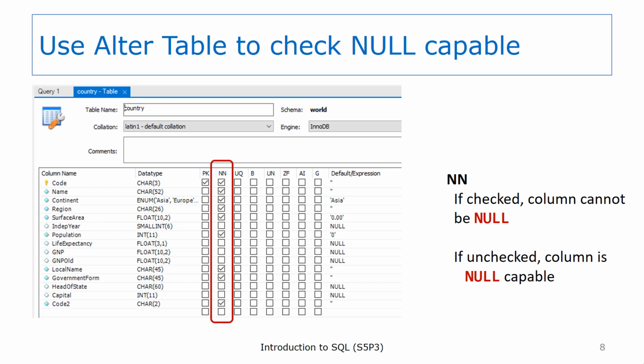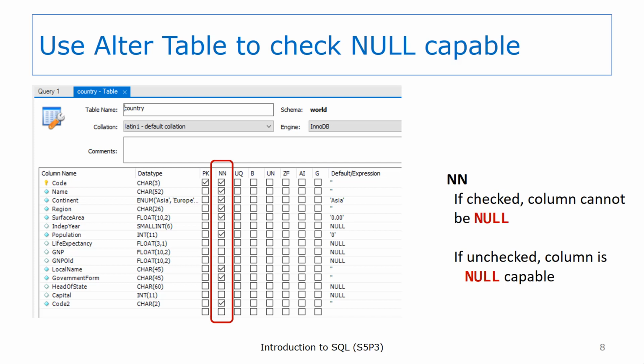The Alter Table panel opens in the workbench. This shows the same type of information that you saw on the Table Inspector Columns panel, but it is laid out differently on the Alter Table panel. On this panel, look at the column of checkboxes that is under the NN heading. The NN means not null. If the NN checkbox is checked, that means that the table column that is shown on the left side of the panel cannot be null. If the NN checkbox is not checked, the table column is null capable.